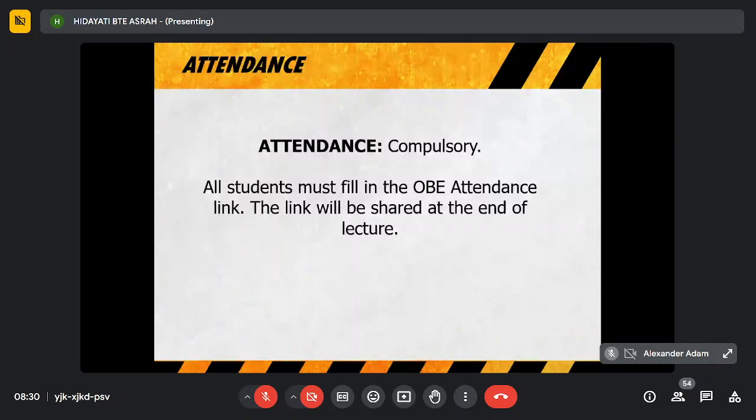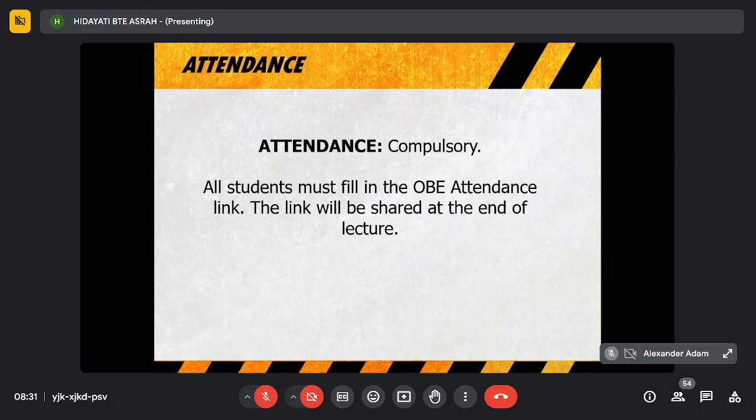Attendance is compulsory. If you are unable to attend or join the class, please give me the absence letter. If absent due to medical reason, then you have to attach a letter from the doctor. If no medical letter, then I will consider you as absent. I hope you are all clear about this.